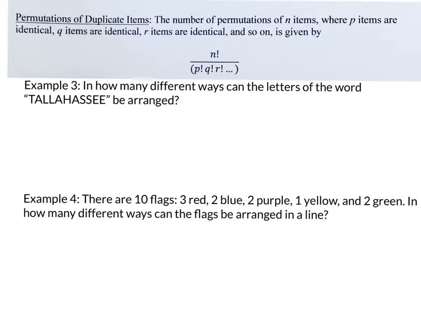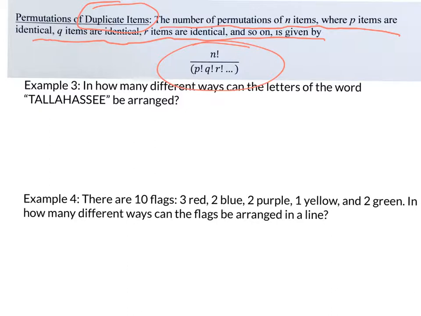So we call this formula the permutations of duplicate items. And the official formula, it's not as bad as it looks, but here's the official formula from your ebook. The number of permutations of n items where p items are identical, q items are identical, r items are identical, and so on is given by this formula right here. As you look at this formula, there are a lot of factorials. There are a lot of exclamation points. So we're still going to be needing the graphing calculator to punch in this formula. But pretty much it's going to be the total number of items, factorial on the top.